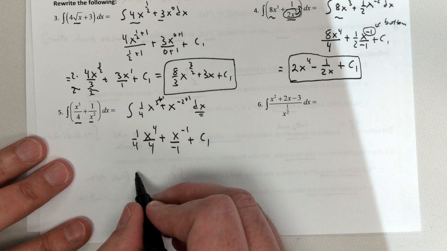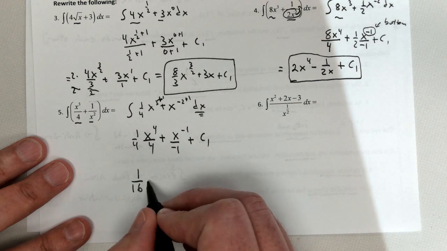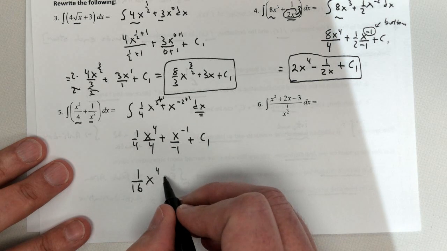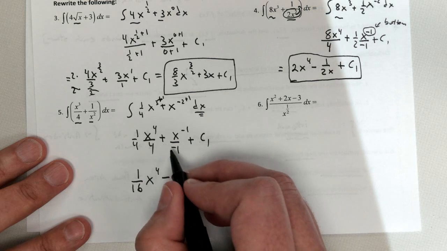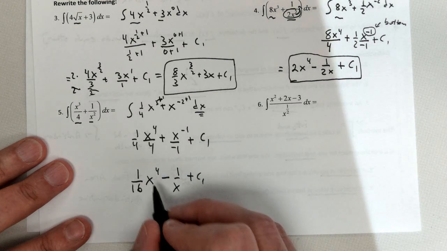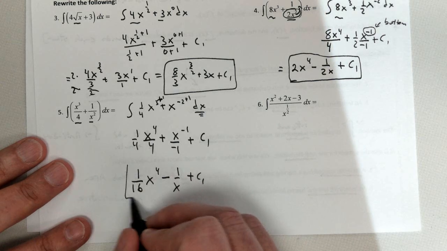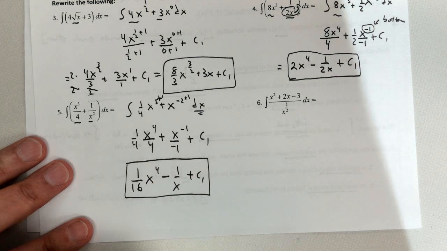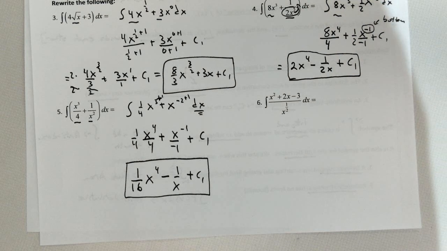I can clean this up. This is 1 over 16 x to the 4th minus, because we're changing our signs here, 1 over x. We don't like that x to the negative 1, plus our constant of integration. And there is our antiderivative, or the integral, if you want to call it.